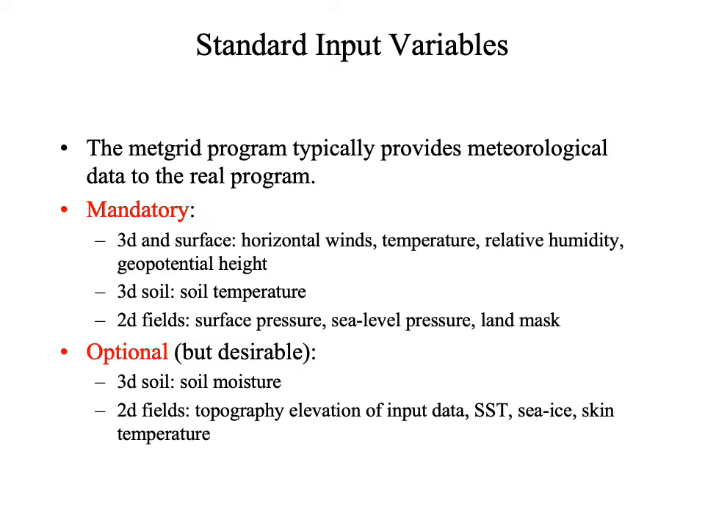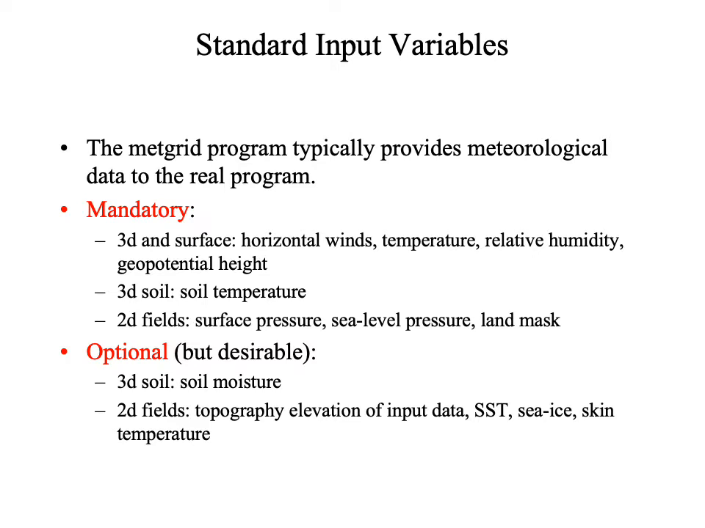Traditional 2D fields that you would also expect to have as input for the real program provided by WPS would be fields such as surface pressure, sea level pressure, and landmass. A number of additional 2D fields are optional, but most of the national centers provide these in their GRIB datasets: the topography, sea surface temperature, sea ice flags, skin temperature, etc.